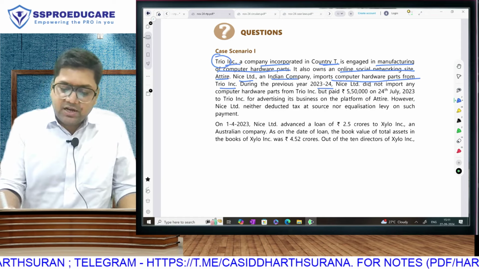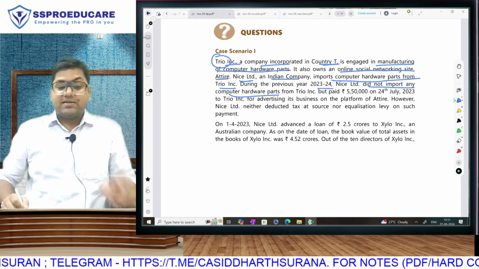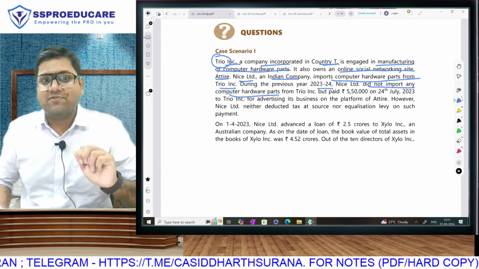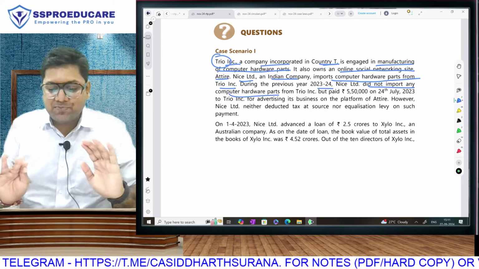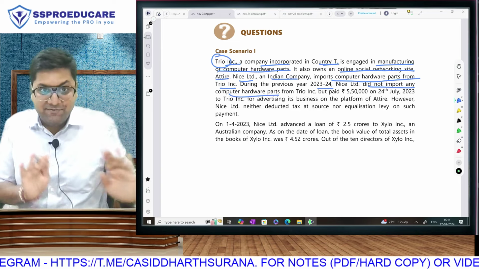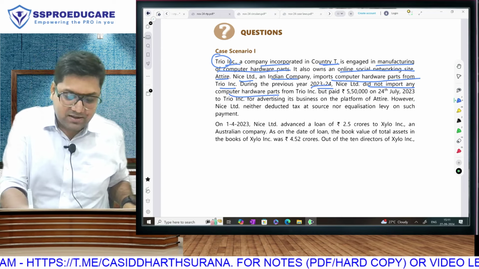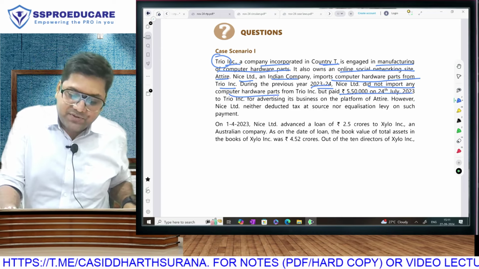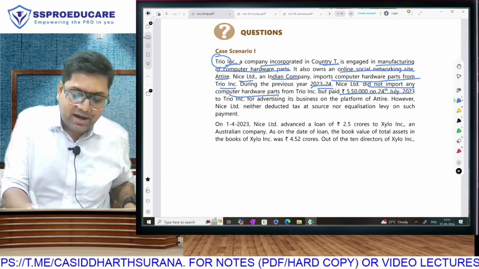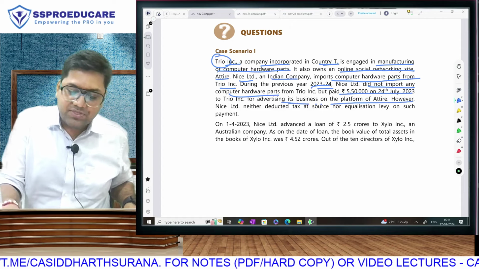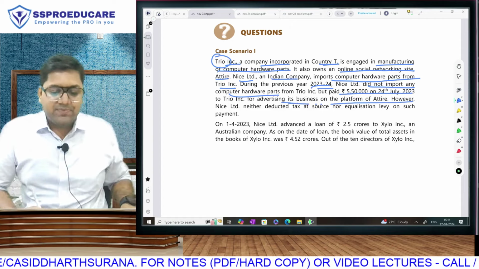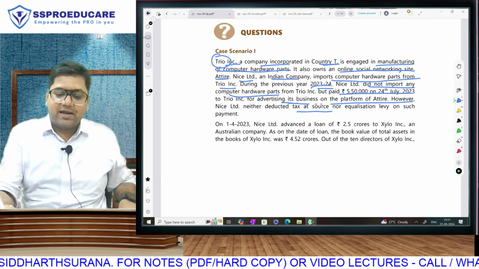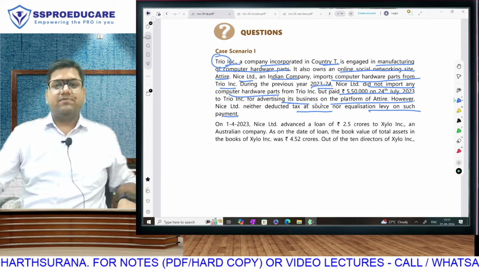During 23-24, they did not import any computer hardware parts. See, if we buy goods and services, then 2% equalization levy comes. So we have not purchased any hardware parts. Normally we do, but this year we have not. This line is clearly saying so, but NICE paid 5,50,000 on 24th July for advertising its business on the platform Attire. However, NICE Limited neither deducted tax at source nor equalization levy on the payment.